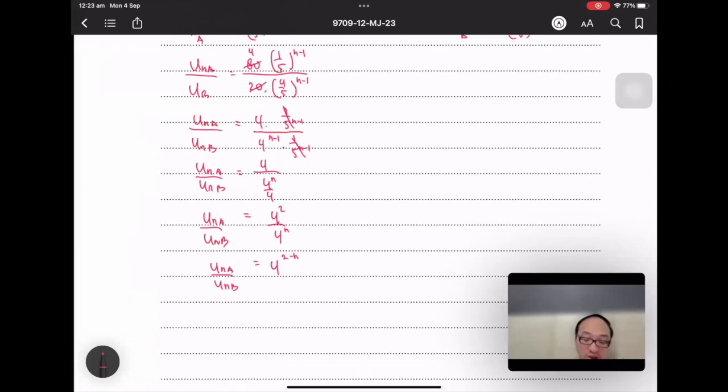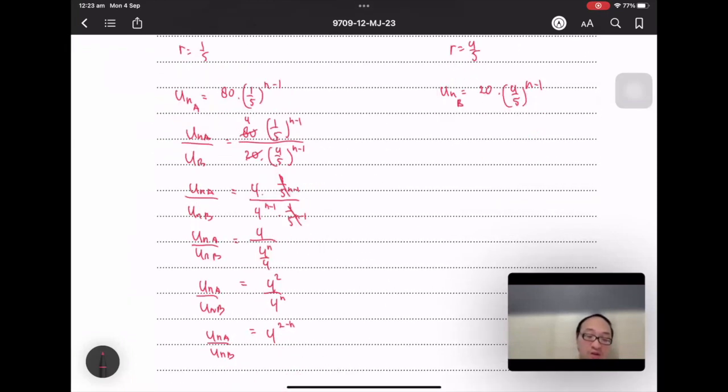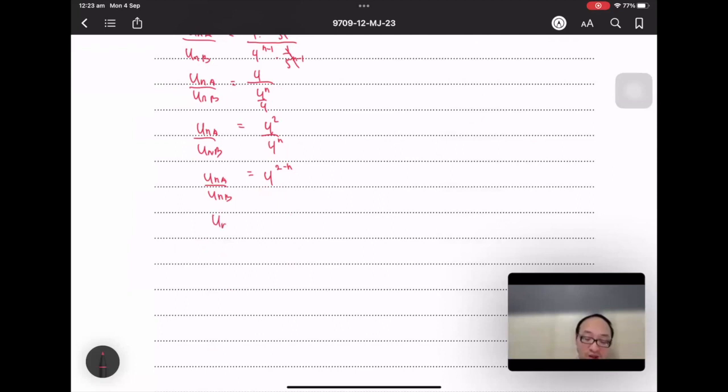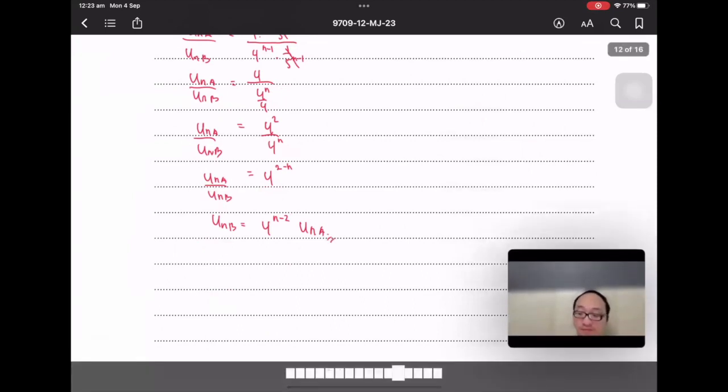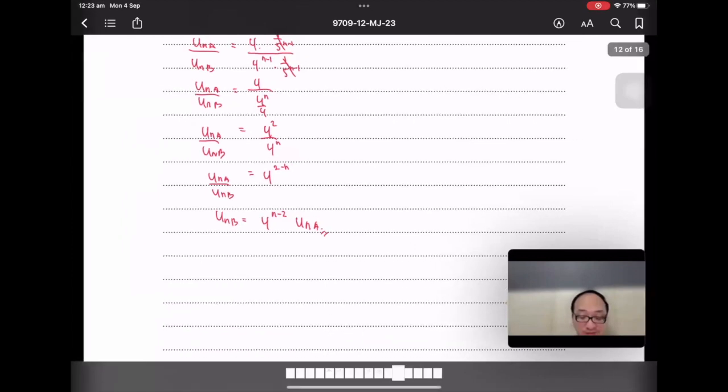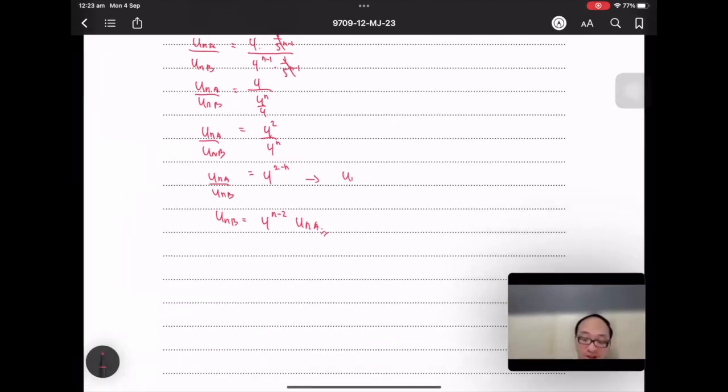So if we want to express in this form, I have to make UnB equal to 4^(n minus 2) UnA. Yeah, from here, UnA is equal to 4^(2 minus n) UnB. So that means UnB is 4^(n minus 2) UnA.